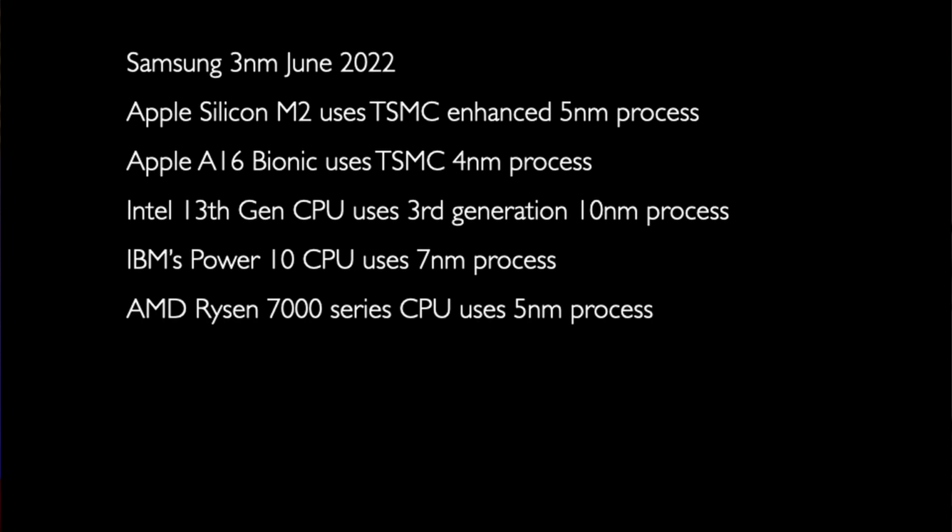AMD, of course, released their Ryzen 7000 series CPUs. Those are based on 5 nanometer, with the I/O die, I think, at 6. NVIDIA announced their 40 series GPUs, and those are at 4 nanometer. So that's kind of where things are as far as miniaturization is concerned today.